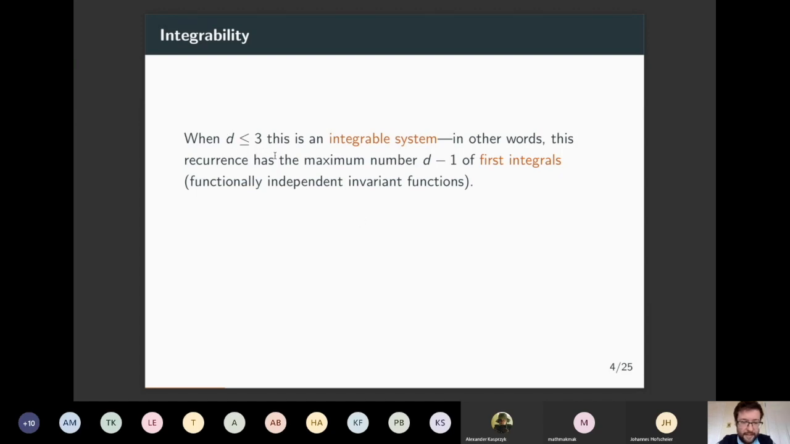In these two cases on the previous slide, dimension 2 and 3, this is an example of an integrable system. All I know about integrable systems is what's written on this slide. Basically, for this recurrence relation, you can ask for invariant functions, so functions in x1 up to xd which, when you apply the Lyness map to them, don't change. The maximum number of non-trivial invariant functions that a map like this can have is the dimension minus 1. These are known as first integrals to people that study these things. When d is less than or equal to 3, this map has this many invariant functions. For example, I could just sum x1 up to x5, and that would be fixed by the d equals 2 map.